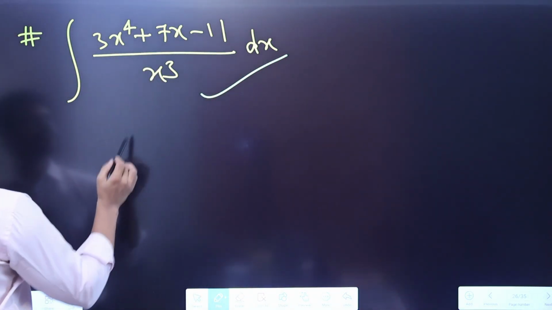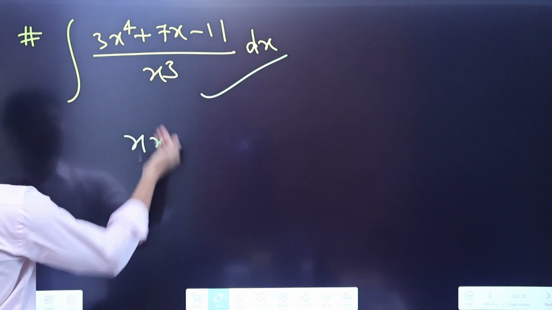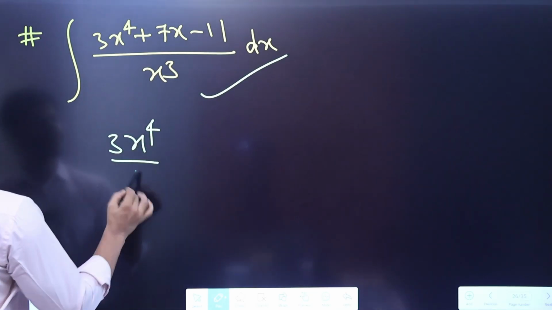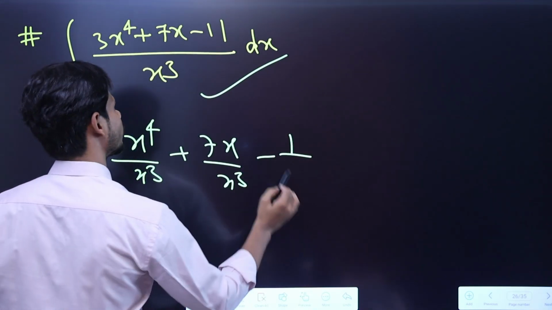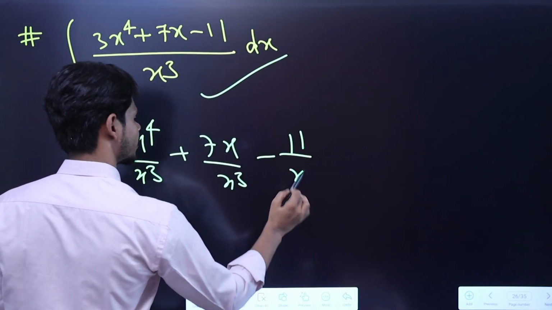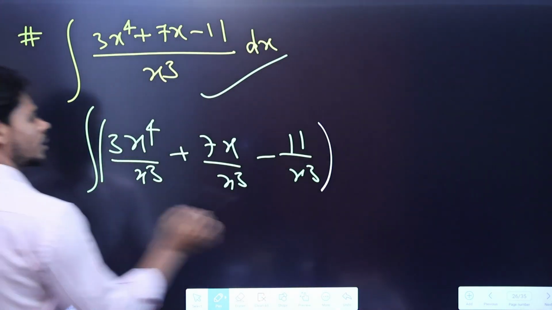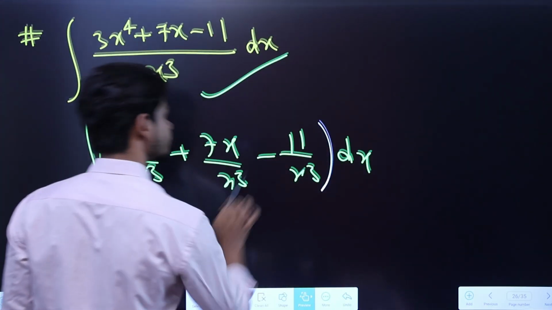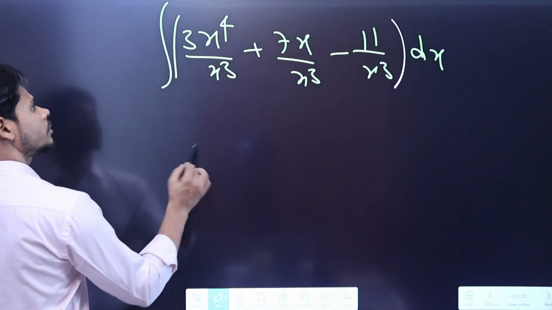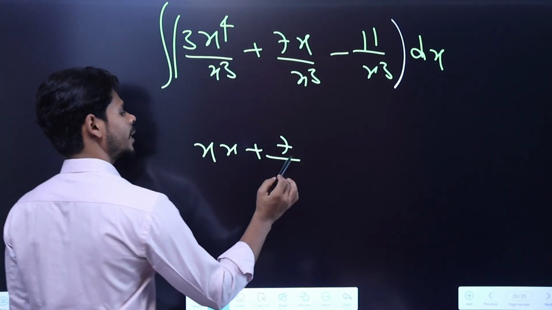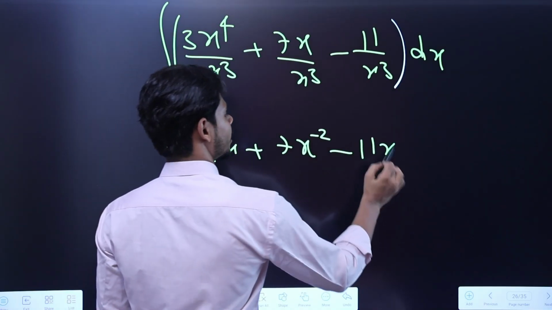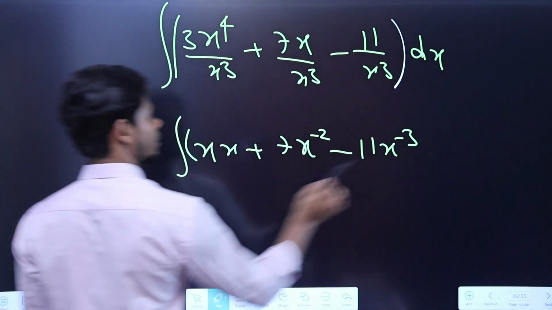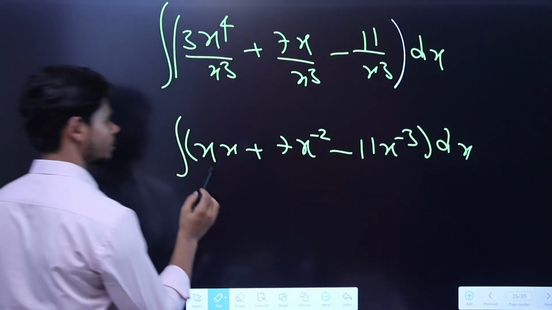You can just divide the denominator into each term, so it will become 3x raised to power 4 divided by x cube, plus 7x divided by x cube, minus 11 divided by x cube. Now if you solve this, what you will get is 3x plus 7 by x square, and 1 by x square can be written as x raised to power minus 2, then minus 11 x raised to power minus 3. Now find the integral.